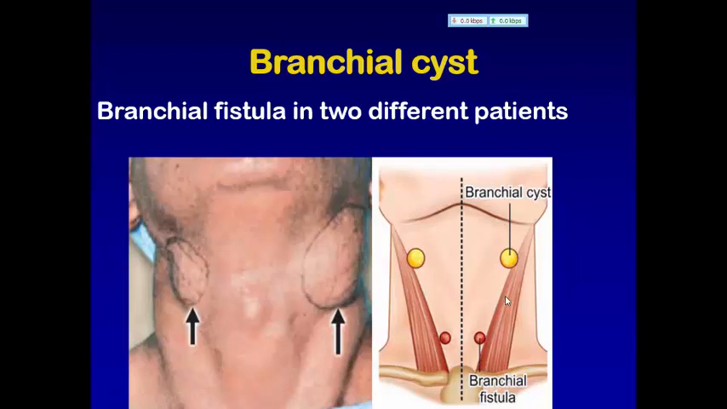This is the sternocleidomastoid muscle, and here the cyst is deep to it, not superficial. Deep to the upper third, to the anterior border, not posterior. The anterior border is where it lies deep. Here we see the patient has bilateral branchial cysts.